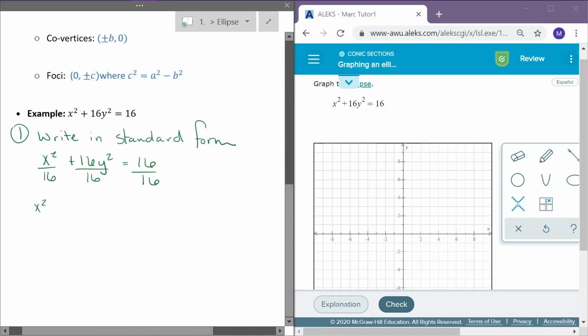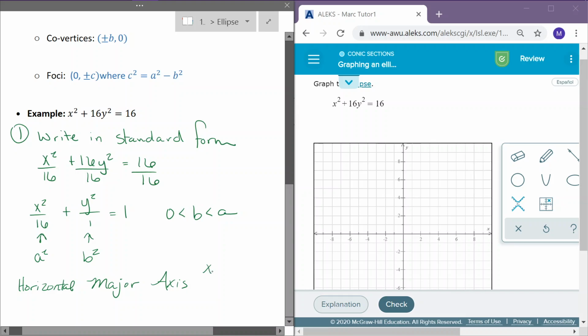And that's going to give us x squared over 16 plus y squared over 1 equals 1. And we know that in an ellipse, 0 is always less than b is always less than a. So here we can identify that 16 is our a squared and 1 is our b squared. So that tells us that we have an ellipse with a horizontal major axis, which looks like x squared over a squared plus y squared over b squared equals 1.